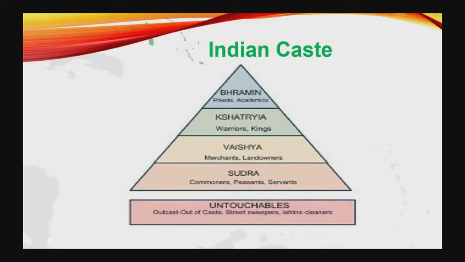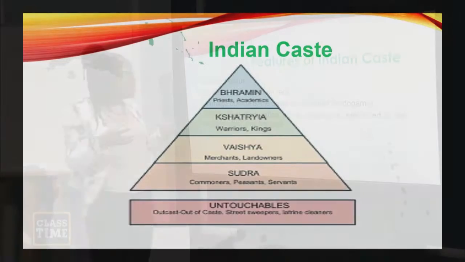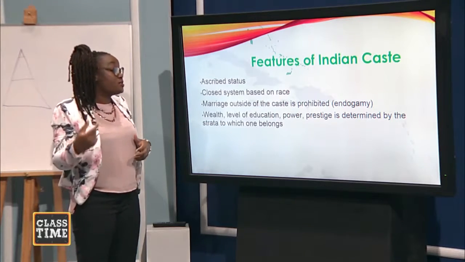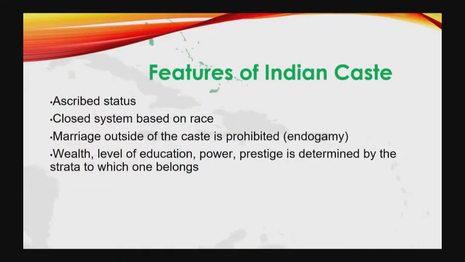So here are the features of the Indian caste. Ascribed status, which means that you attain it at birth, right? You cannot work for it. There's nothing you can do to achieve it. It's a closed system based on race, not based on race, I beg your pardon. Marriage outside of the caste is prohibited, so you have to intermarry within whichever caste you fall. Right? Wealth, level of education, power, prestige is determined by the strata to which one belongs.